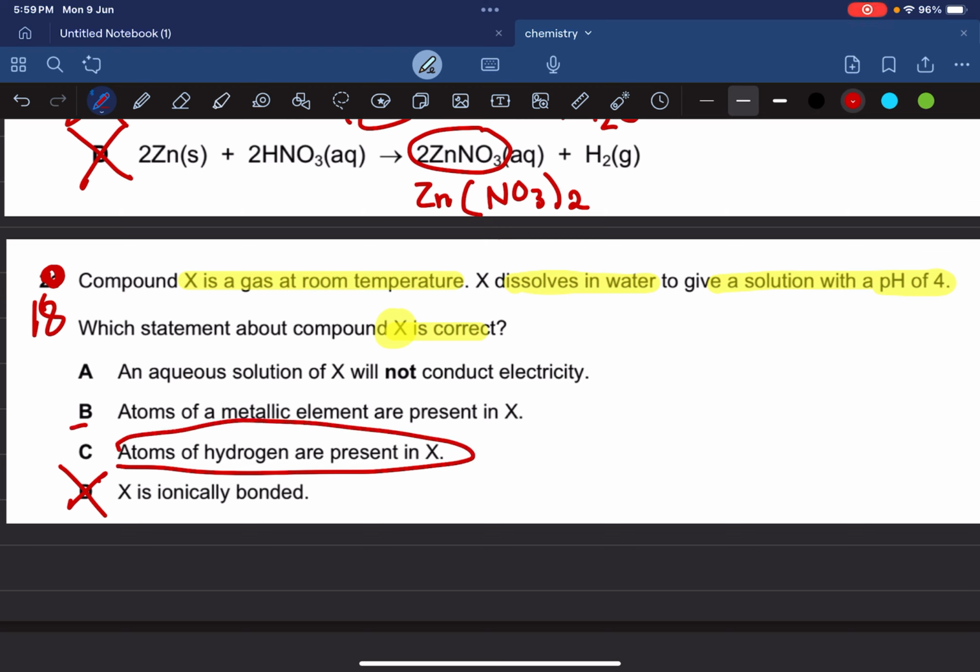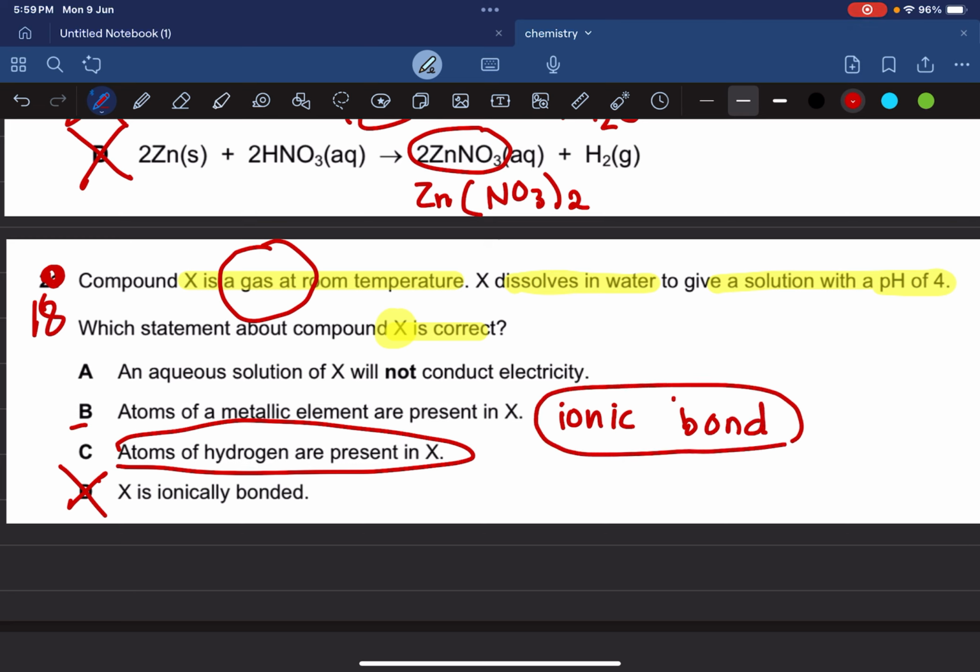Option B. Atoms of metallic element are present in X. What do you guys think? Are atoms of a metallic element present in X? If atoms of a metallic element are present in X, why should it be a gas at room temperature? I can't remember any metallic elements present and gases at room temperature, because if metallic elements are present, then it will form an ionic bond. And if it will form an ionic bond, then it cannot be a gas at room temperature. It has to be a solid. Ionic compounds are not gases.